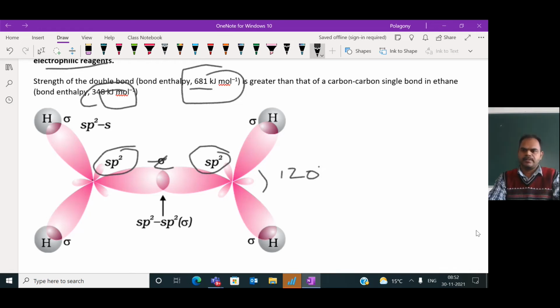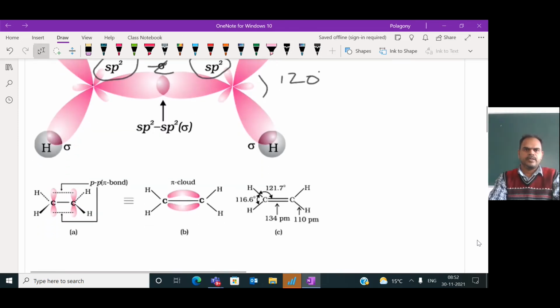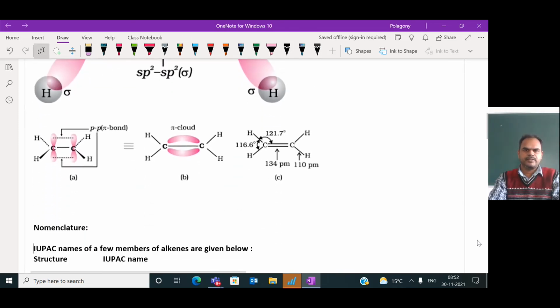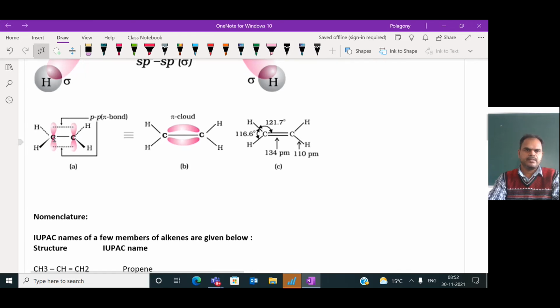But how is the pi bond formed? If the carbon undergoes sp2 hybridization, at each carbon there is an unhybridized p orbital left with a single electron each. Now look at this structure. Here you can see the unhybridized p orbitals left behind, lying on both carbon atoms parallel to each other. These p orbitals overlap side on side, resulting in the pi bond cloud. You can see here the pi bond cloud is formed.